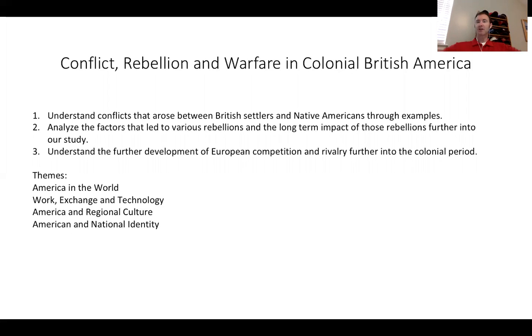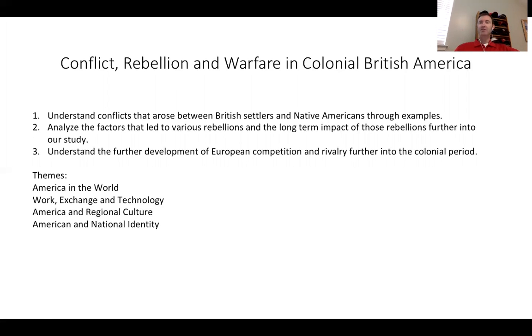The themes for our study today are America and the world. Okay, so the place that America is making, where it is, etc. Work, exchange and technology, we'll see that a little bit more related to the development of the slave system further as a result of some of the rebellions and things. And then last two, American and regional identity and culture. All right. And also national, right? Even though it's like, okay, well, are we really a national nation yet? The idea of how we're developing is important.